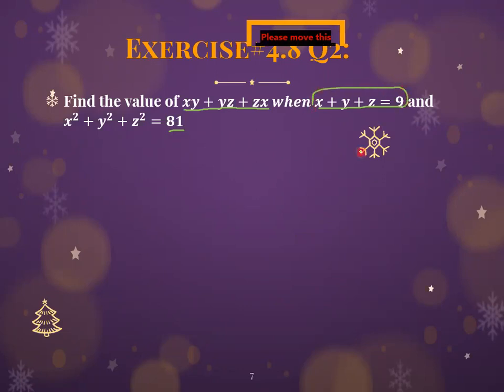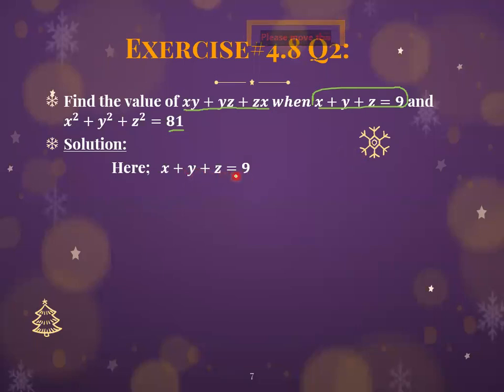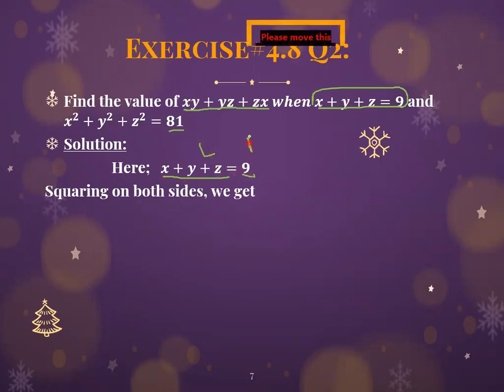So what you will do, you will write down the heading of solution here. Here, x plus y plus z is equal to 9. So simply you will write down here, squaring on both sides. Now what are both sides? This one is your left side, and this is your right side. And you have to take the square on both sides.